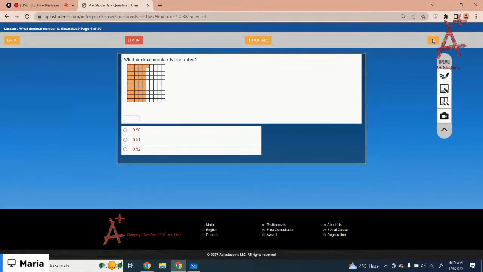Okay, what decimal number is illustrated? Which is the correct option? The total squares are 100, and out of the 100, how many of them are colored?